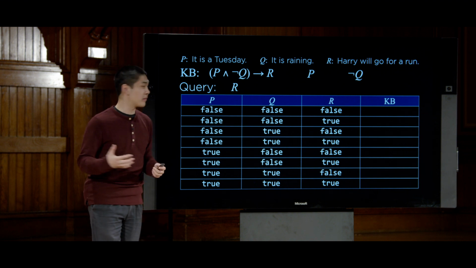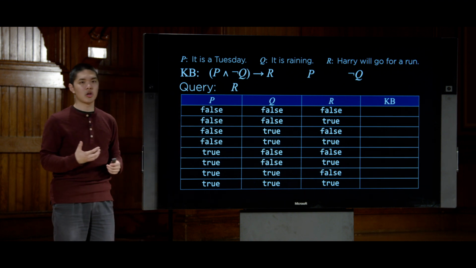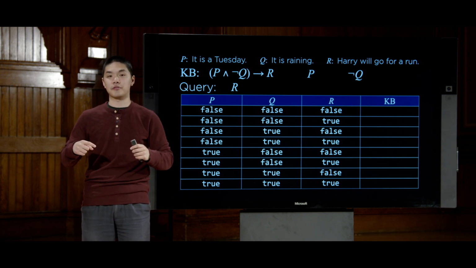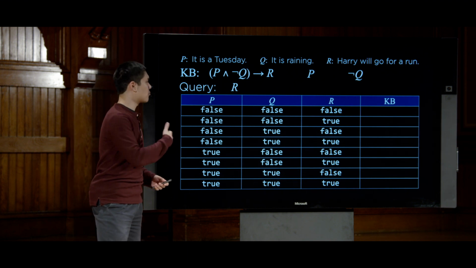So the first step is to enumerate all of the possible models. We have 3 propositional symbols here, P, Q, and R, which means we have 2 to the 3rd power, or 8 possible models.